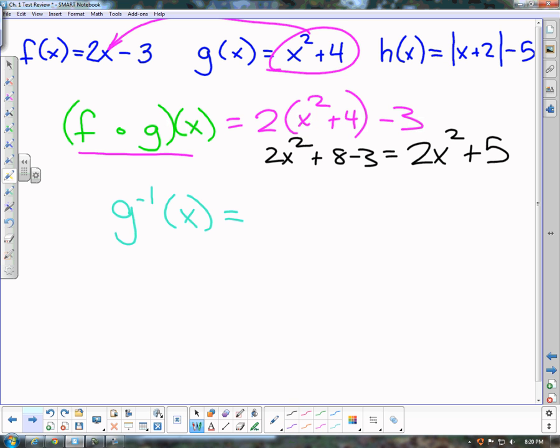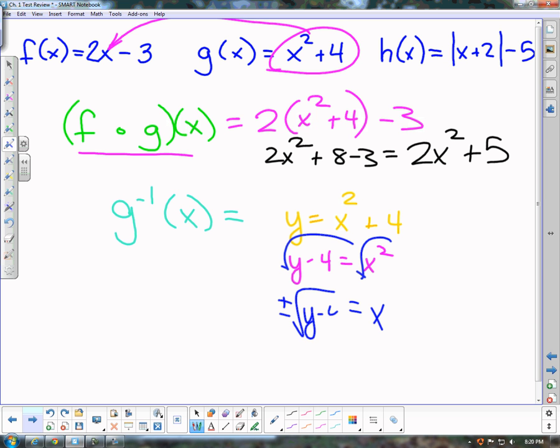Finally, finding the inverse of g, switching x and y. So you would get y equals x squared plus 4. Now just solving for x. Subtract 4 to get y minus 4 equals x squared. Take the square root of both sides. And x would equal plus and minus the square root of y minus 4. And so then the inverse would be plus and minus the square root of x minus 4.